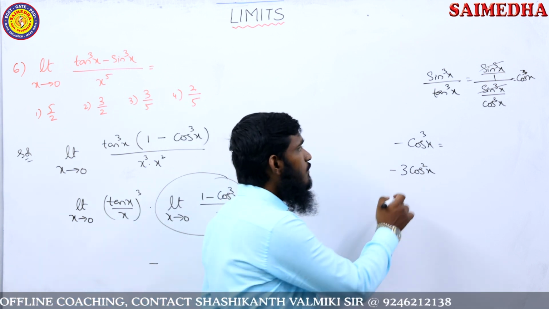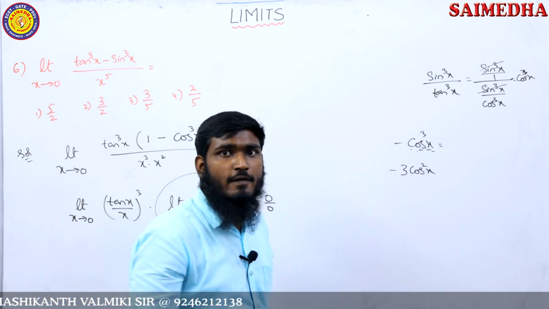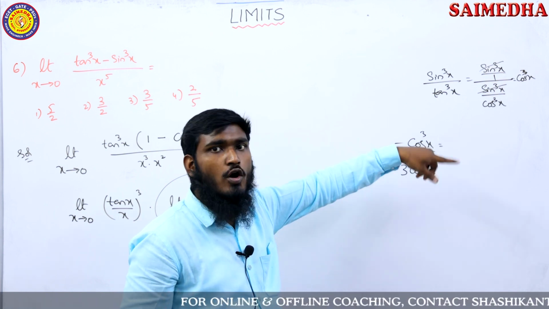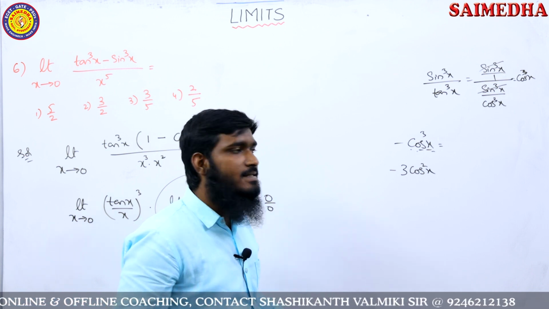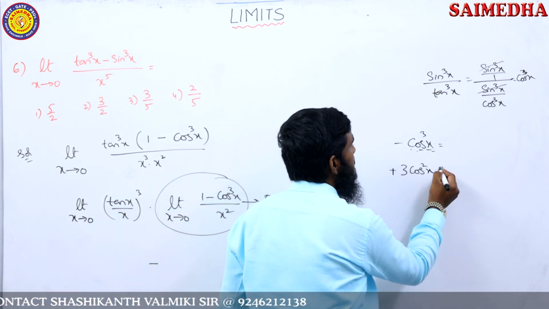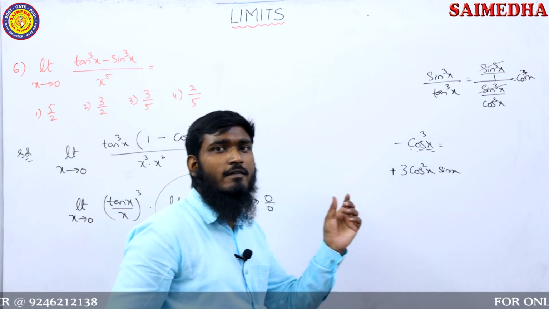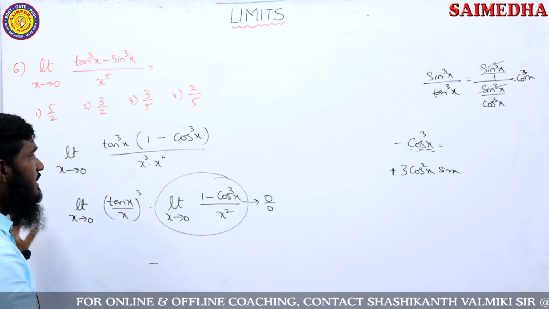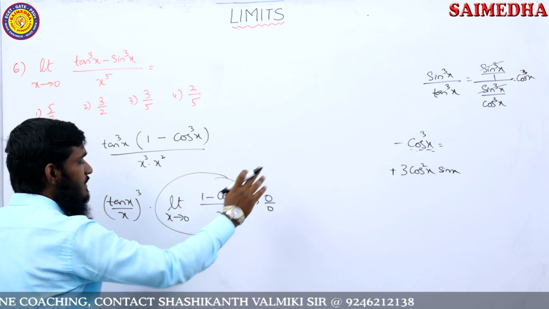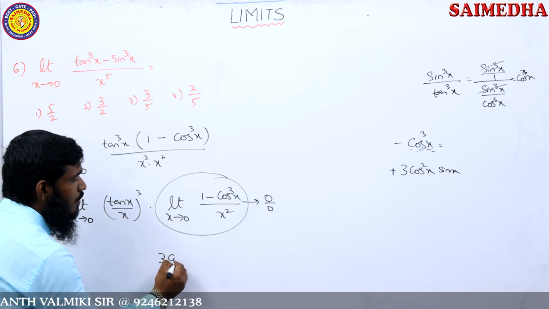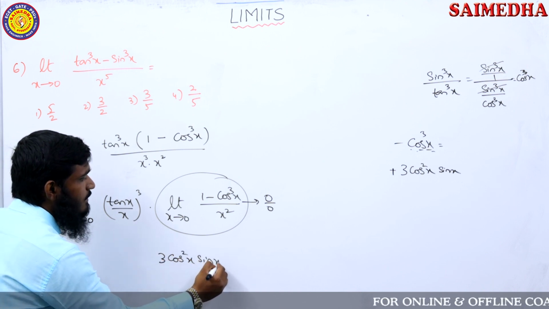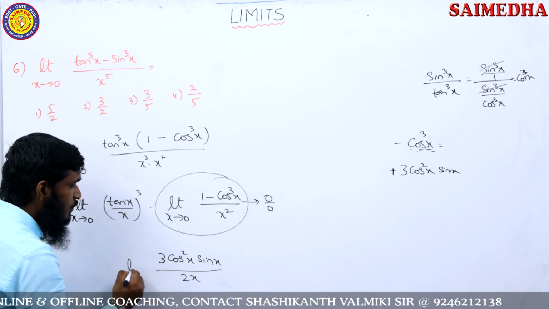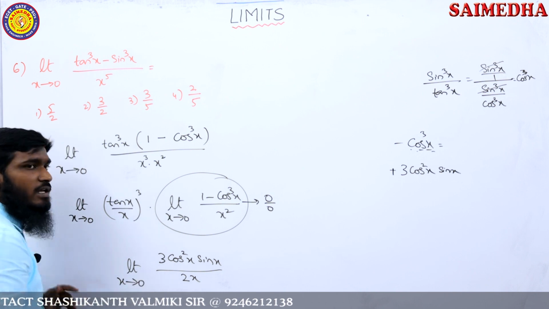Understood? Now just now we assumed this part as x. If we assume this part as x, again we have to differentiate. So if we differentiate cos x, what will be the answer? Minus sin x. So minus into minus is plus sin x. Okay. So whenever we assume some part as x, again we have to differentiate that part. Is it clear? So differentiating 1 minus cos cube x, we get 3 cos square x sin x divided by, differentiating x square gives 2x, and the limit is x tends to 0.